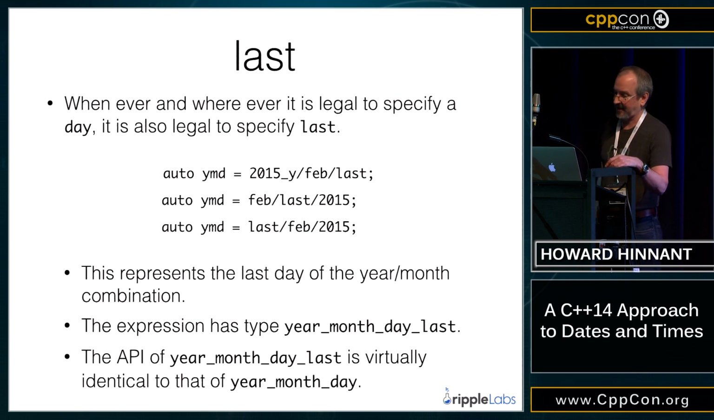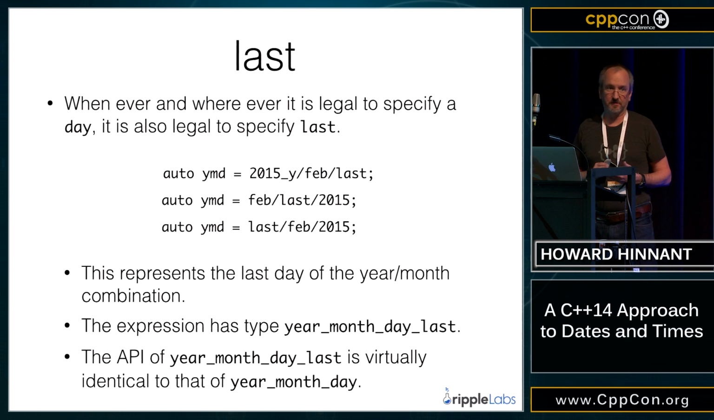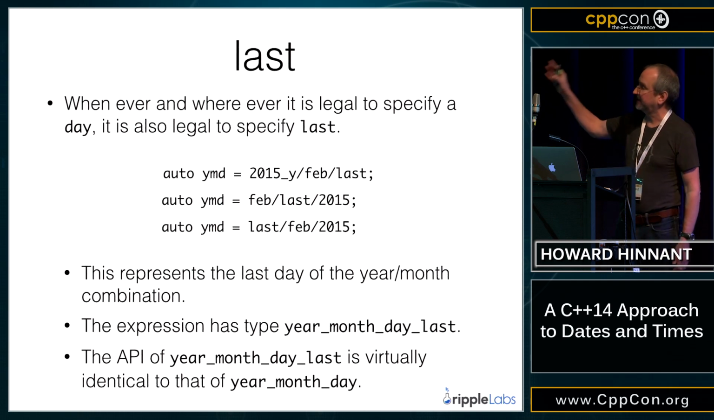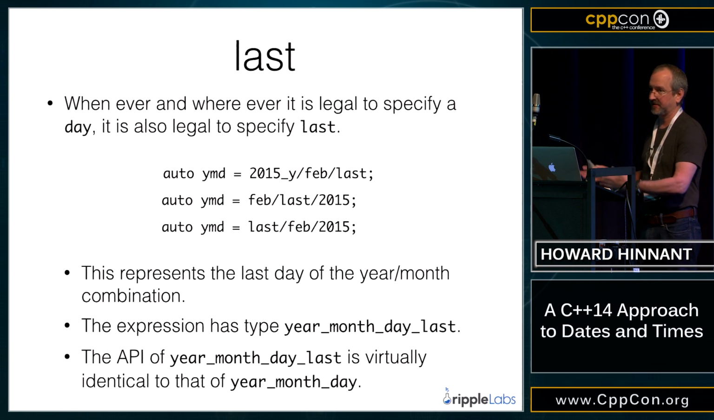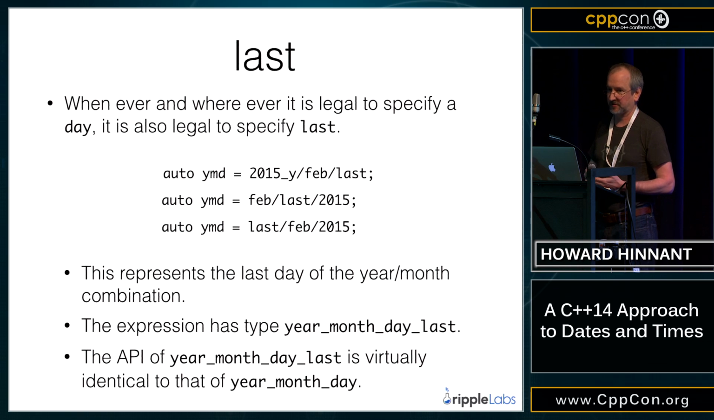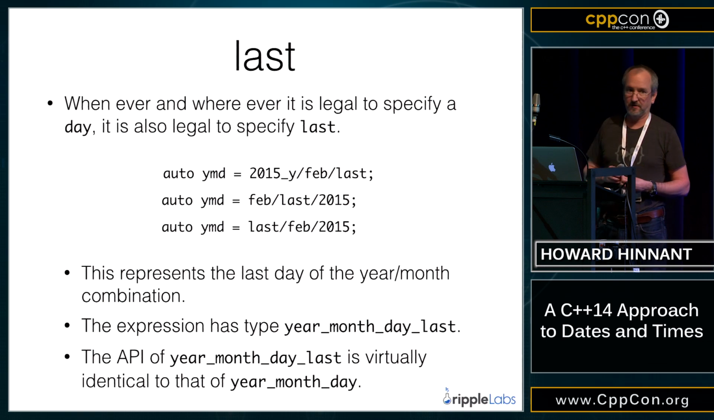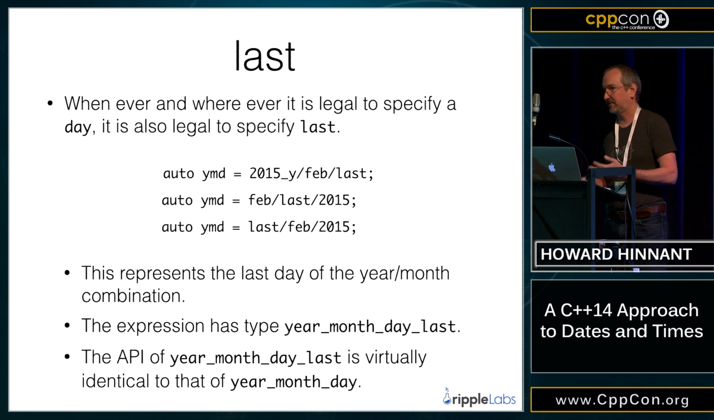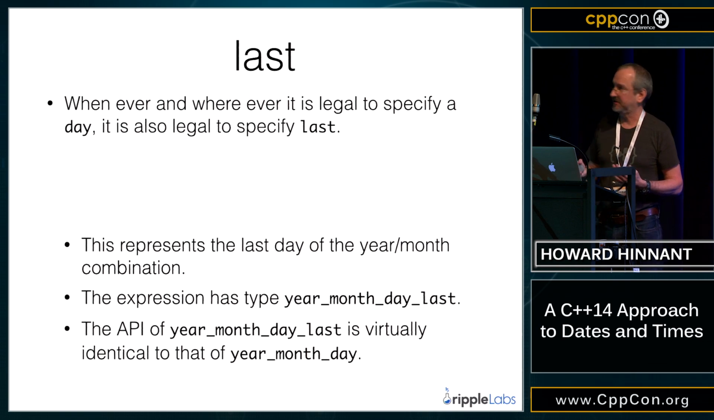So I'll briefly mention this last thing. And it turns out that wherever and whenever it is legal to specify a day, it's also legal to specify last. And you can do it in any of the three orderings, year, month, day, month, year, month, day, year. It doesn't make any difference. These are all expressions that create a type year, month, day, last. And the API of year, month, day, last is virtually identical to that of year, month, day. It's got a year observer, a month observer, a day observer. It is even implicitly convertible to year, month, day.